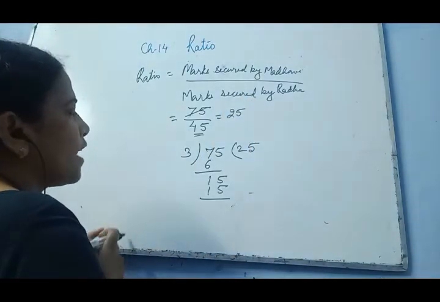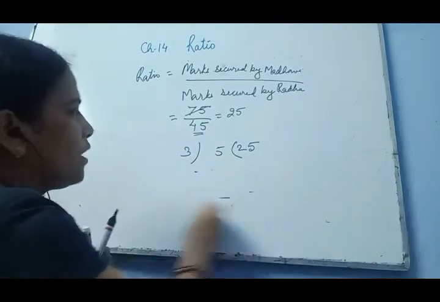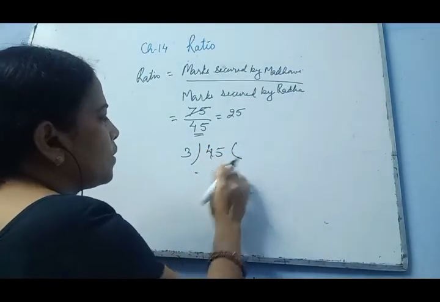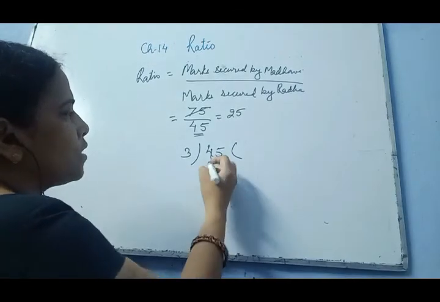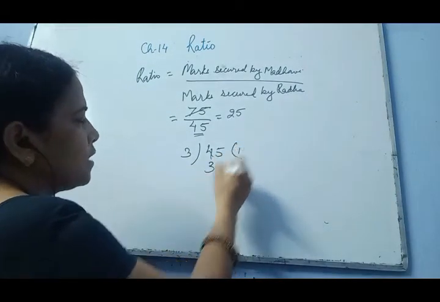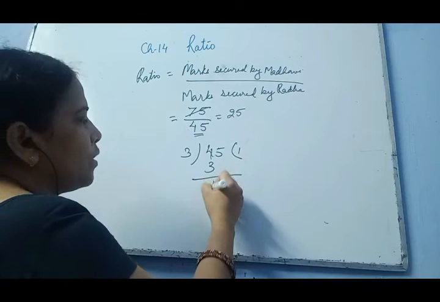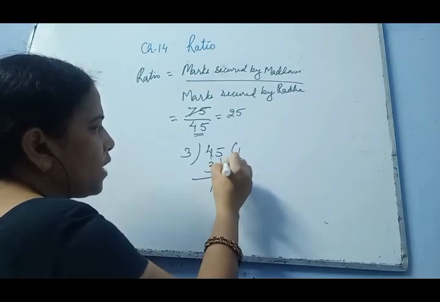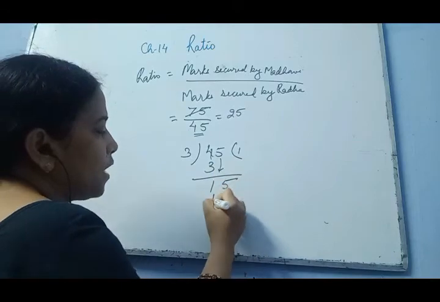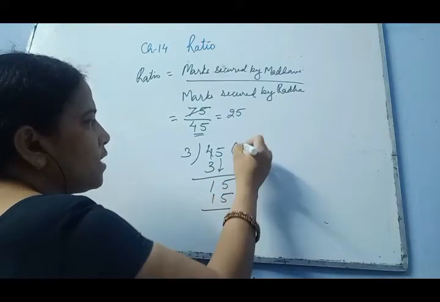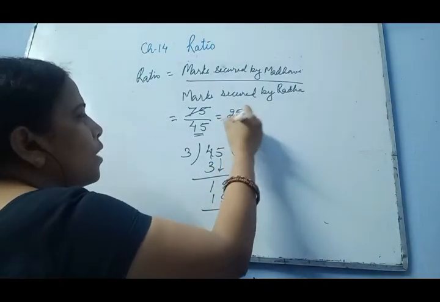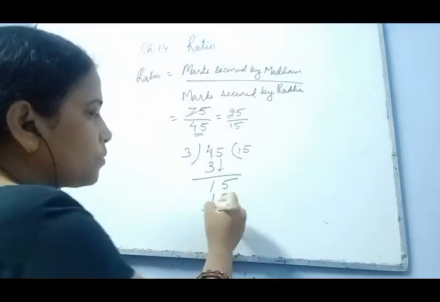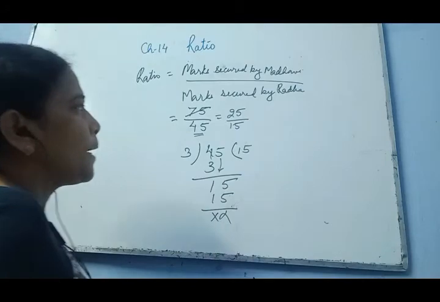Now 45. Let us write 45 here, divided by 3. So how many times? 3 1s are 3, and then 4 minus 3 is 1, and bring this 5 down here. So 15. How many times? 3 5s are 15. 5. Now we write here 15, and no remainder over here.